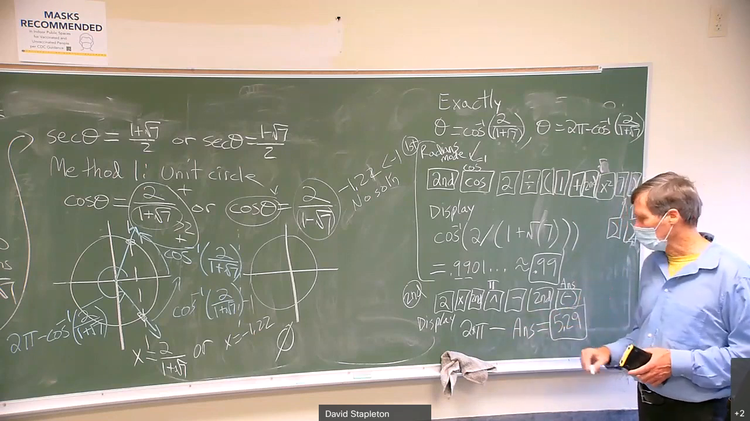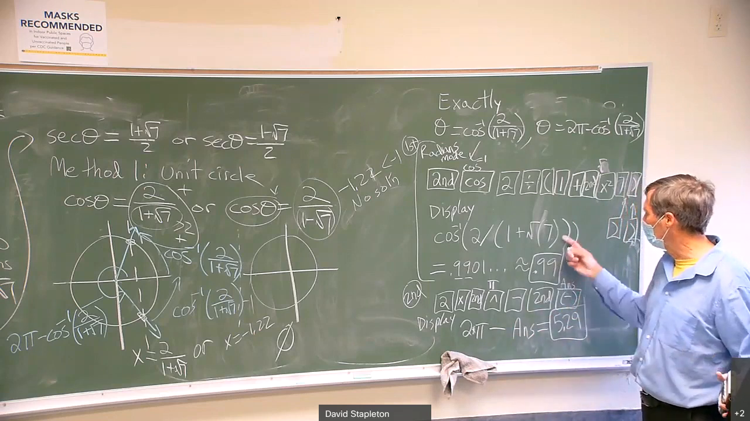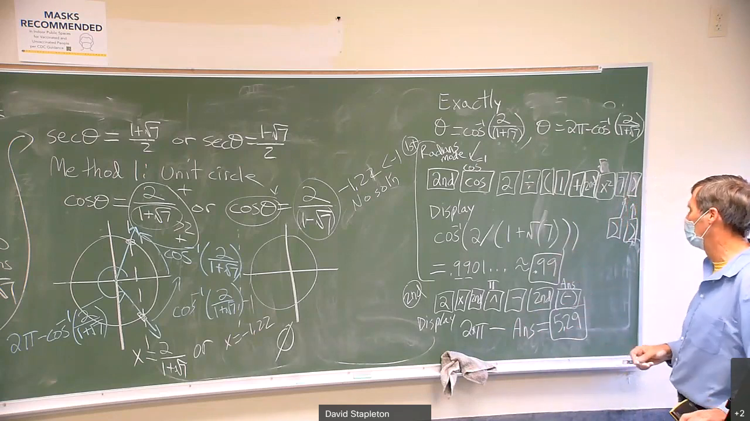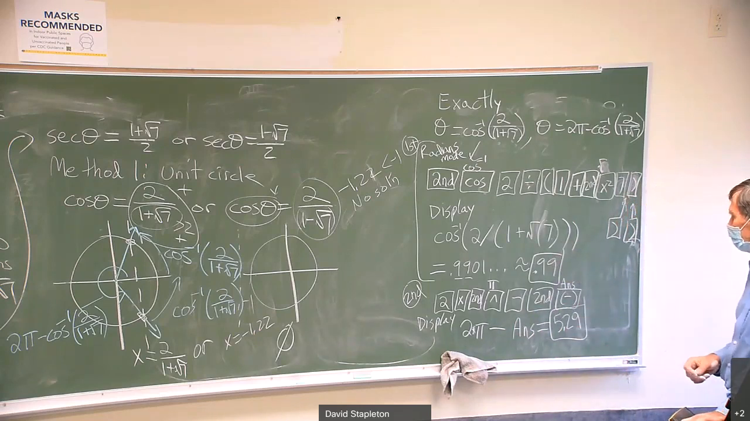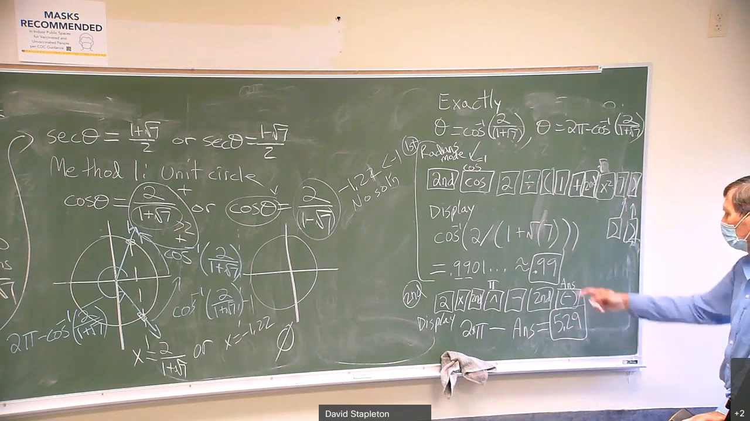All right, so we'll carry all the digits. Those are our 2 answers then, 0.99 and 5.2.